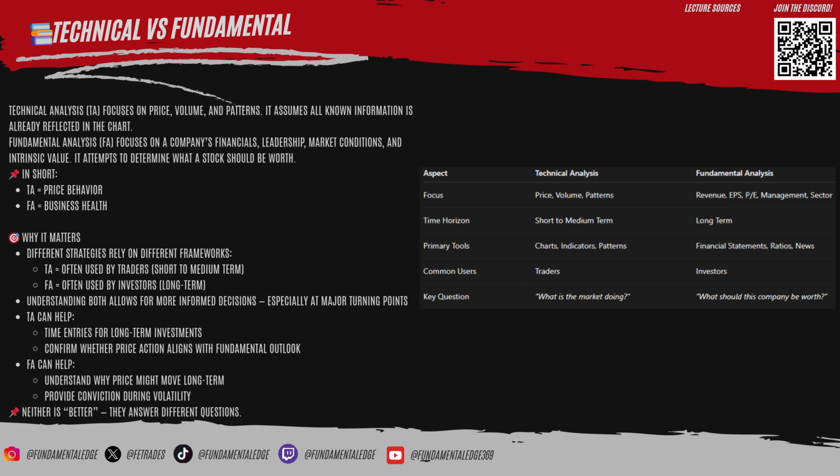questions. Traders often lean on TA for short-term decision-making, entries, exits, stop loss zones, breakout setups. Investors lean on FA for long-term conviction, building portfolios around solid, growing businesses. But the sweet spot, that's when you learn to combine them.